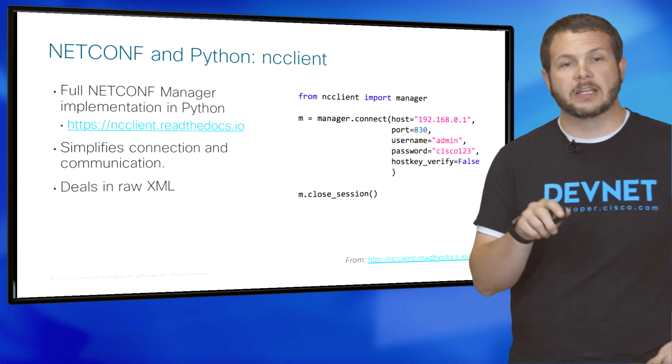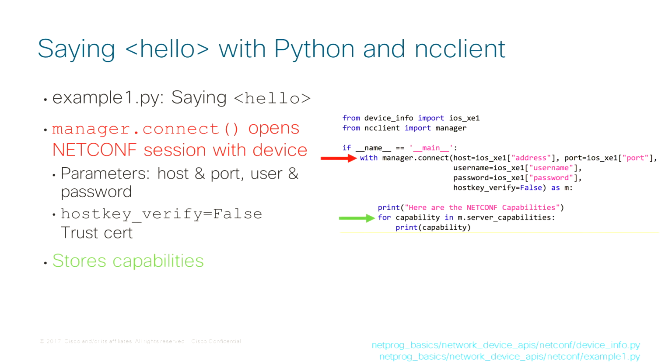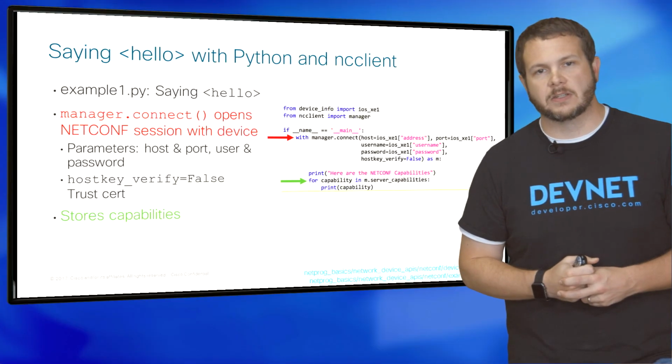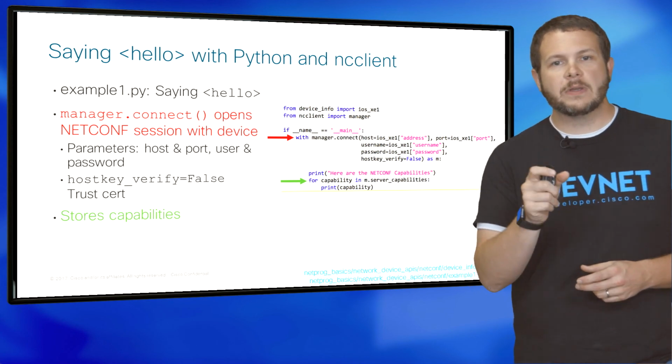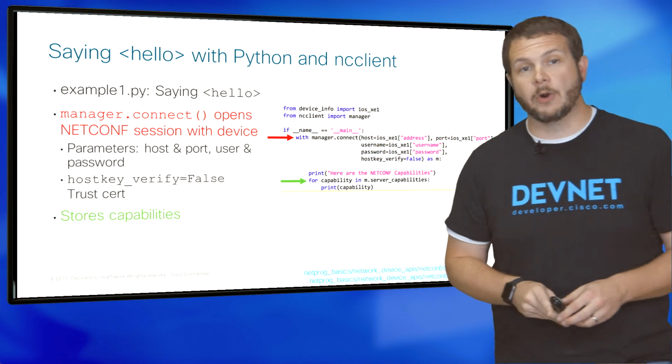Let's dive in and take a look at a bit of code that's here. So the first one that we're going to dive into here is this example. In example 1, we're going to say hello to our device and make a connection and retrieve back all of the capabilities lists that are there. Now, inside of that with statement, it gives us the ability to make the connection. Let's dive into this code and see how it works.